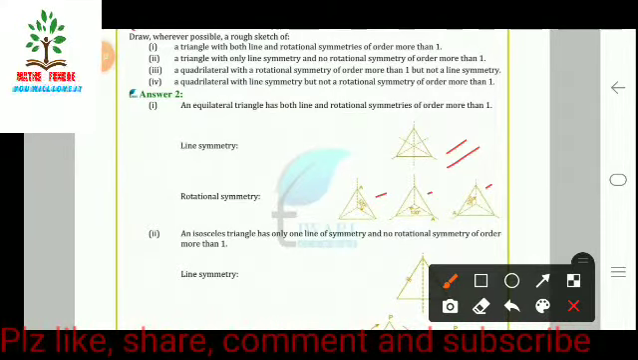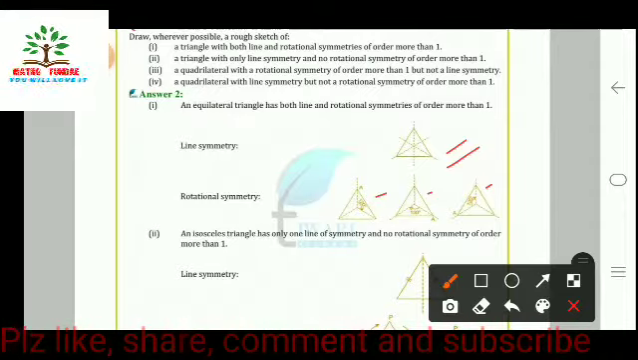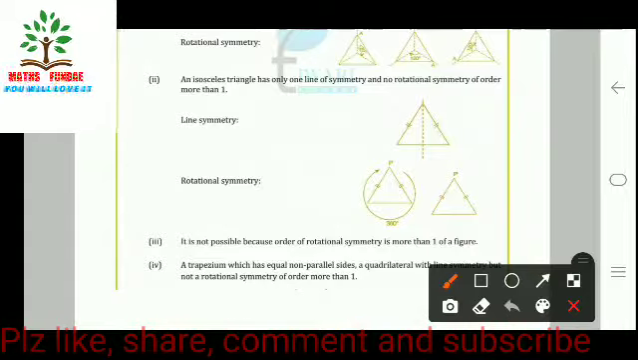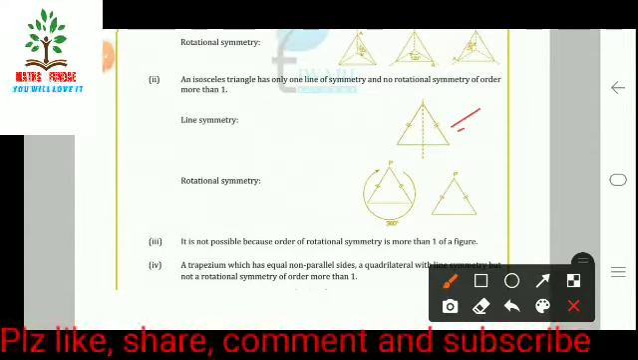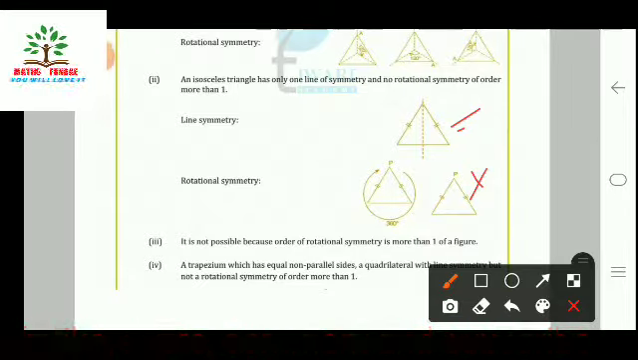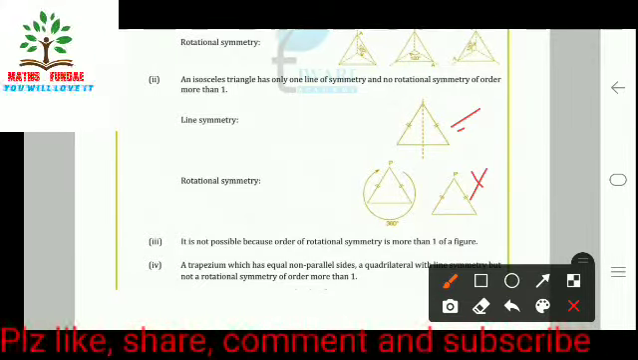In the second part, they're asking for a triangle with only one line of symmetry and no rotational symmetry. Yes, that is an isosceles triangle, having only one line of symmetry and no rotational symmetry, meaning we can't rotate it by any other angle and get the same figure, which is not possible.